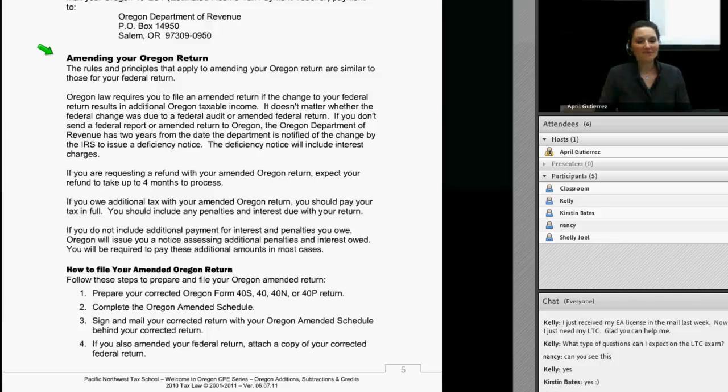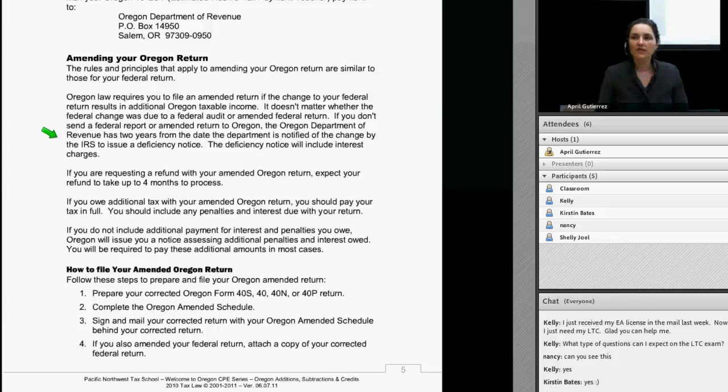Amending your Oregon return. The rules and principles that apply to amending your Oregon return are similar to those for your federal return. Oregon law requires you to file an amended return if the change to your federal return results in additional Oregon taxable income. It doesn't matter whether the federal change was due to a federal audit or an amended federal return. If you don't send a federal report or amended return to Oregon, the Oregon Department of Revenue has 2 years from the date that the department is notified of the change by the IRS to issue a deficiency notice. The deficiency notice will include interest charges.